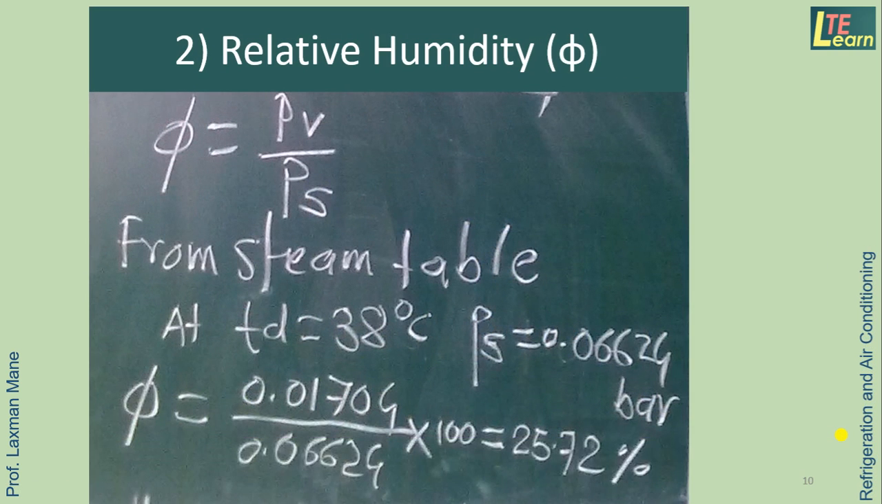Next is relative humidity. Its formula is phi is equal to PV upon PS. In this case, PS is the saturation pressure. So it can be obtained in the similar way from the steam table, the value concerned with dry bulb temperature 38 degrees Celsius. So here we have value of PS from the steam table in bar. Putting the value of PV and PS in the formula, multiplied by 100 because relative humidity is expressed in percentage, we get phi is equal to 25.72%.